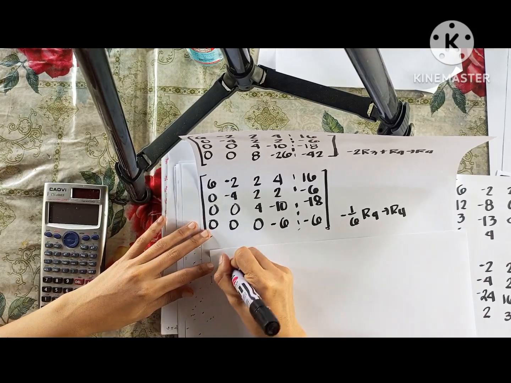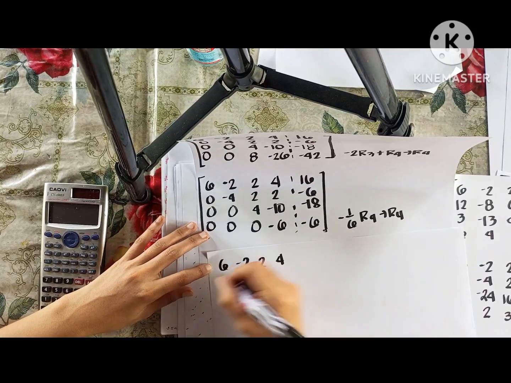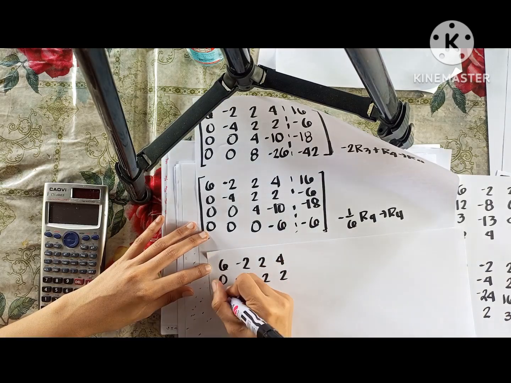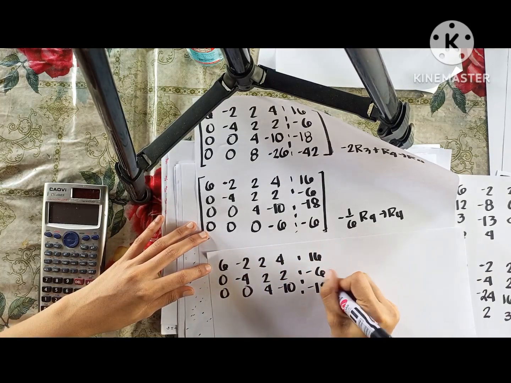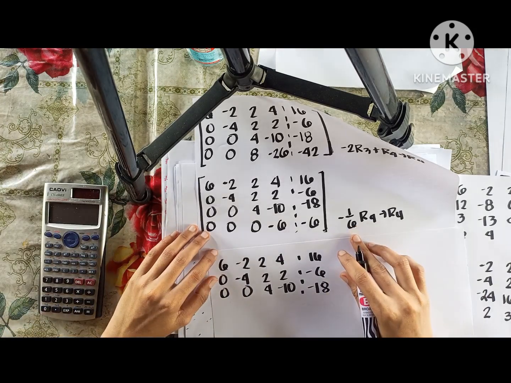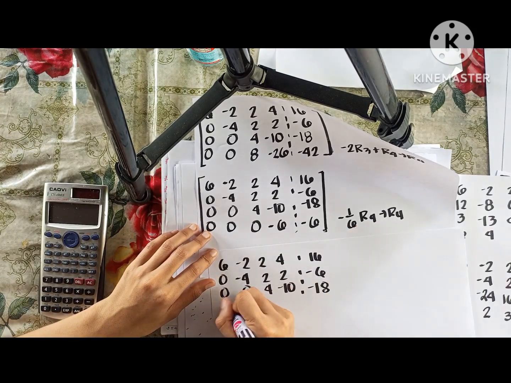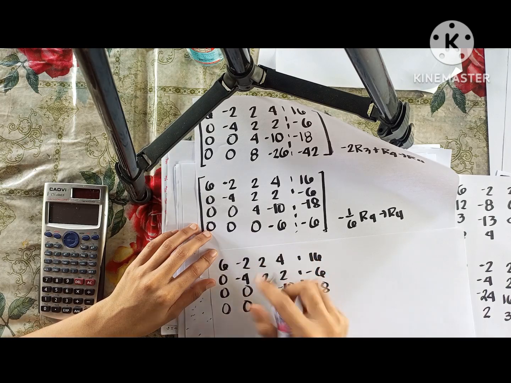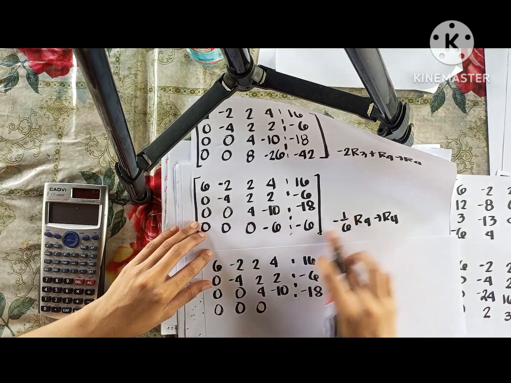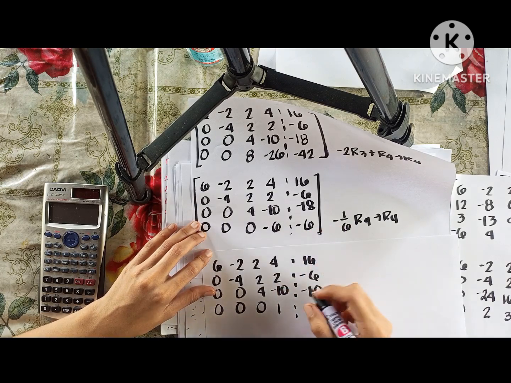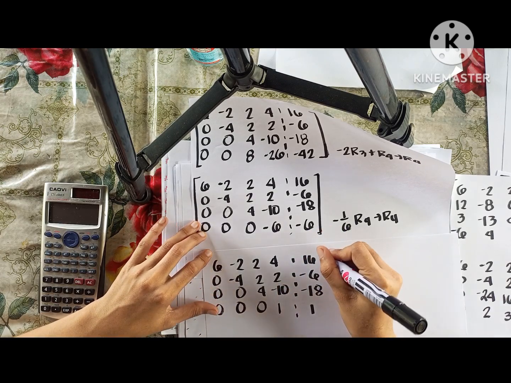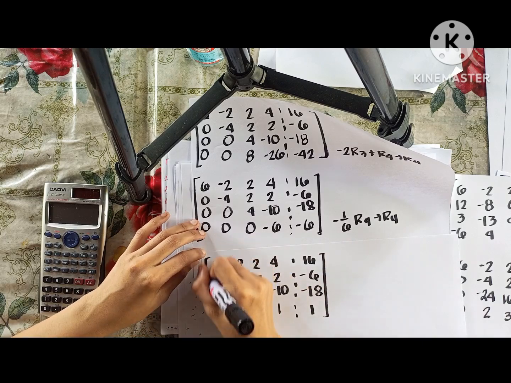So, we have 6, negative 2, 2, 4, 0, negative 4, 2, 2, 0, 0, 4, negative 10, 16, negative 6, negative 18. Now, negative 1/6 times 0 is 0. Still, this is 0. And still, this is 0. Now, negative 1/6 times negative 6 is equal to positive 1. Negative 6 times negative 1/6 is still equal to positive 1.